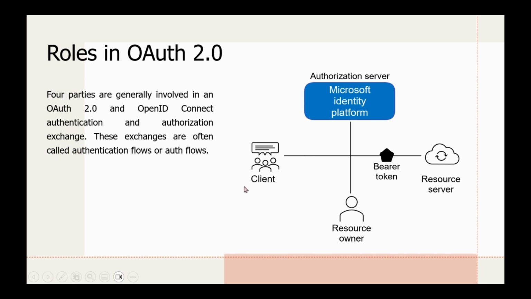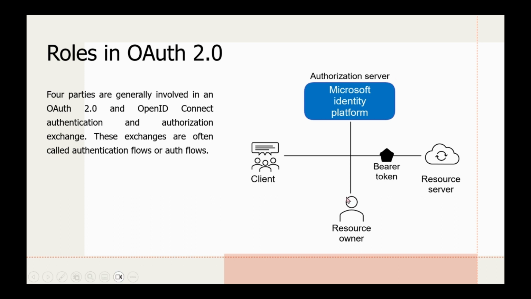So what will the client do? The client knows where to fetch the token, and how to pass that token to the resource server. And the response coming from the server is displayed in the client application. This is the client application, this is the resource server, and the final one is the resource owner. So what is the resource owner here? The resource owner is nothing but the end user.